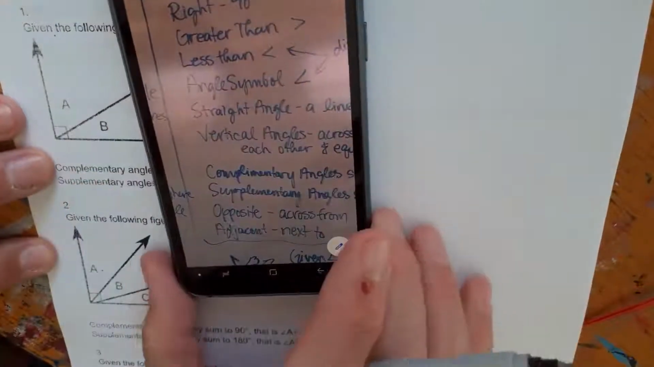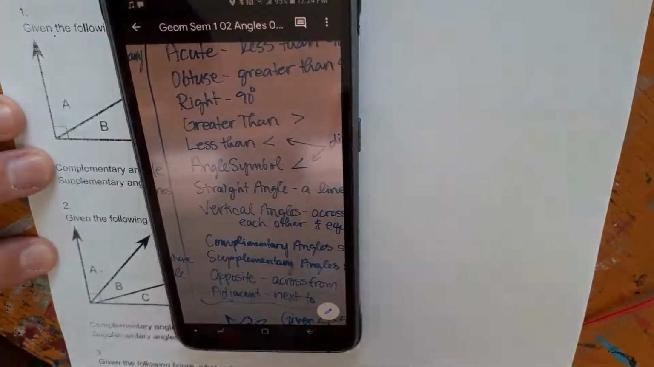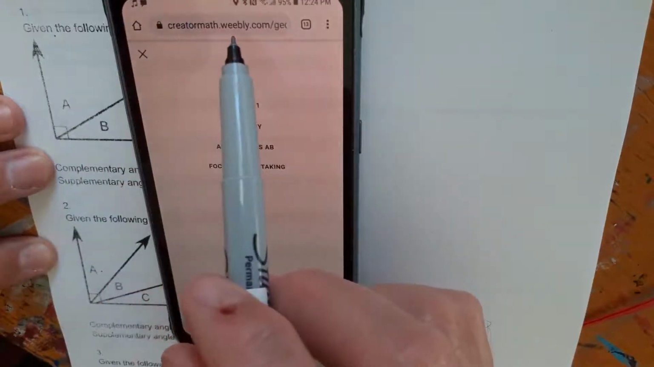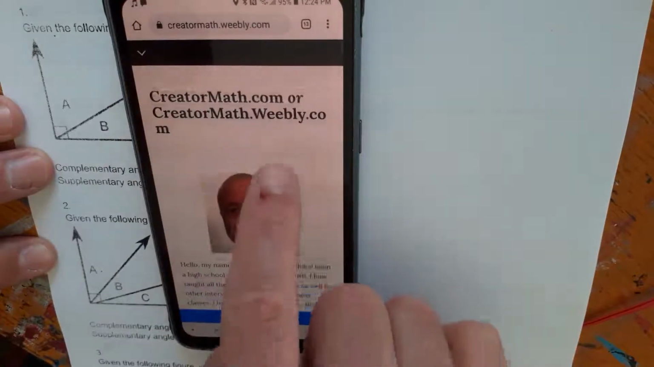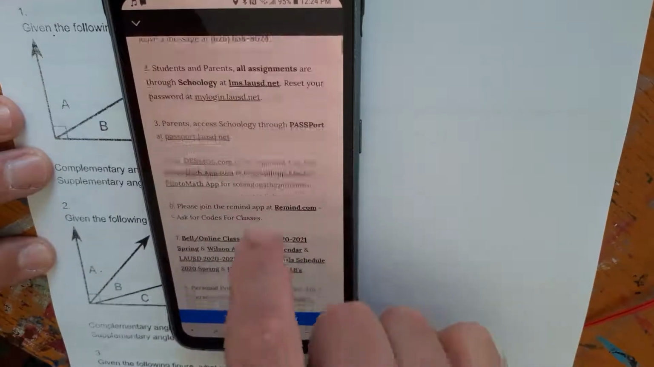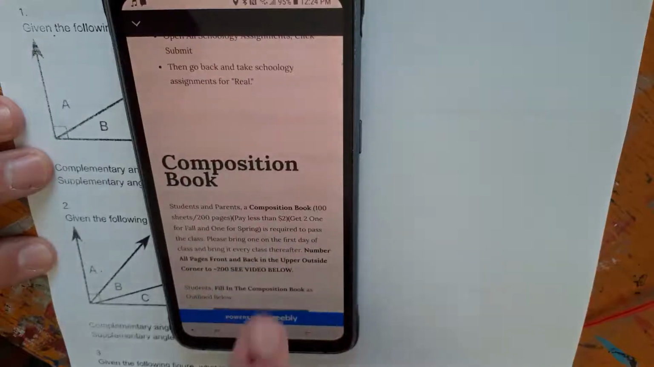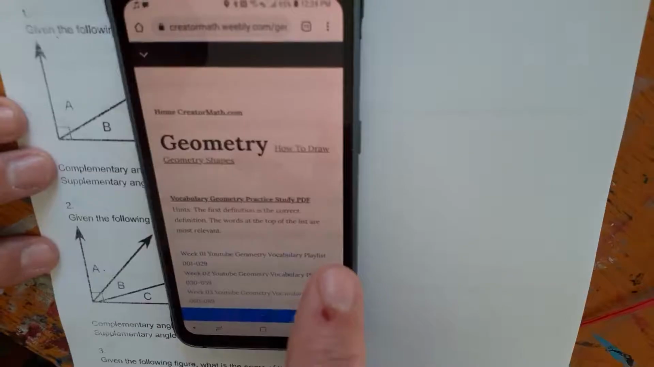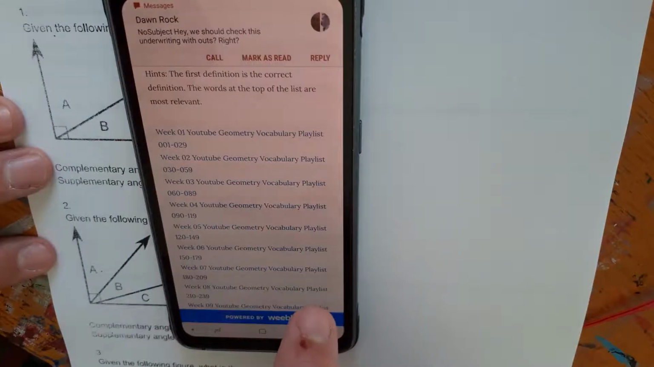So maybe if I could model that briefly. This is creatormath.weebly.com. Here's what the home page looks like. All of your comp book stuff is on this first page. Just scroll down until you see composition book. But we're going to go for notes and videos, and we're in geometry, so we're going to the geometry tab. We're going to pass by all of the vocabulary right here.